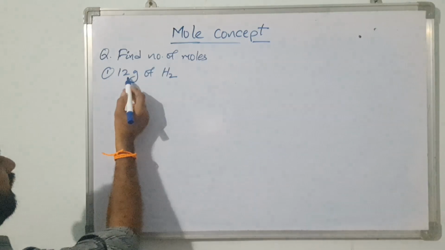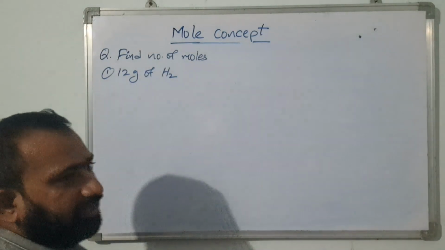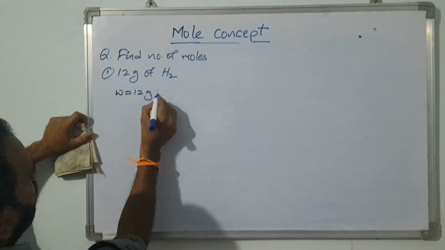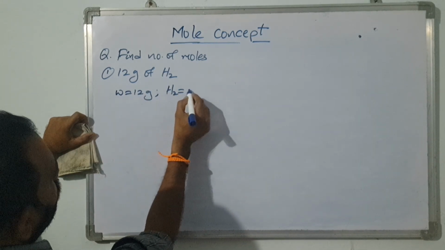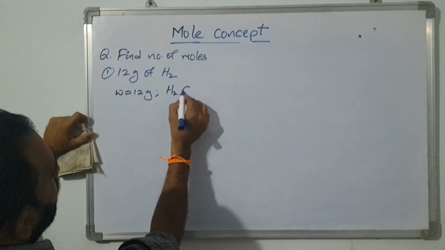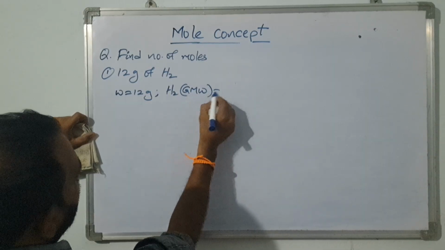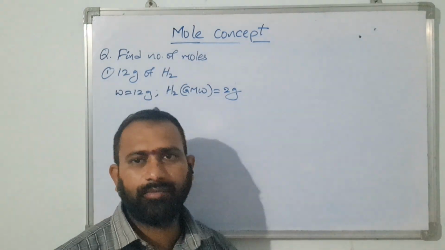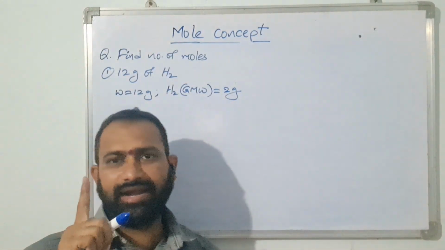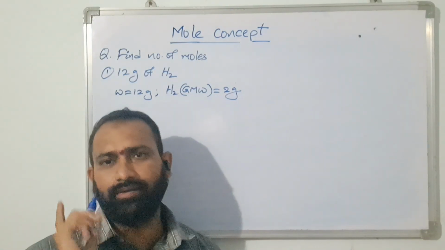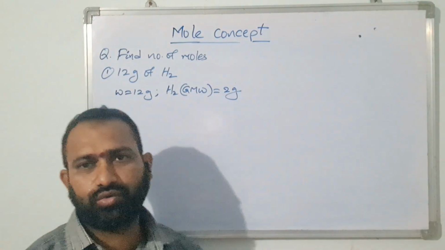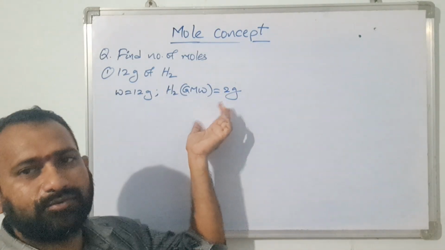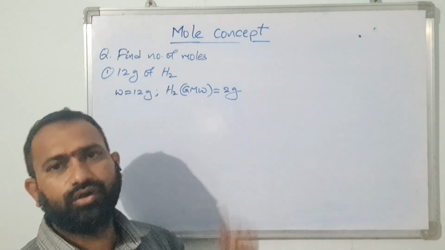So here the weight given is 12 grams. First of all we should write the given data. Understood? So here weight is equal to how much? 12 grams. And H2 is a molecule. It's H2 gram molecular weight. What is the gram molecular weight of hydrogen? 2 grams. H2 is formed by combination of two hydrogen atoms. One hydrogen atom's atomic weight is 1. Here the H2 molecule contains two hydrogen atoms. 1 gram for one hydrogen atom. So totally two hydrogen atoms are present in the H2 molecule. That's why 1 plus 1, 2 grams.